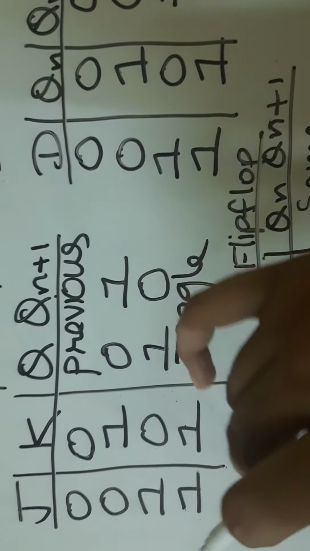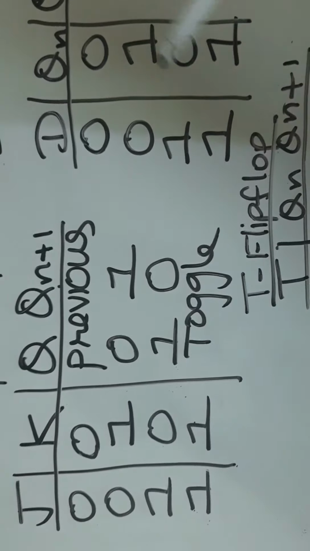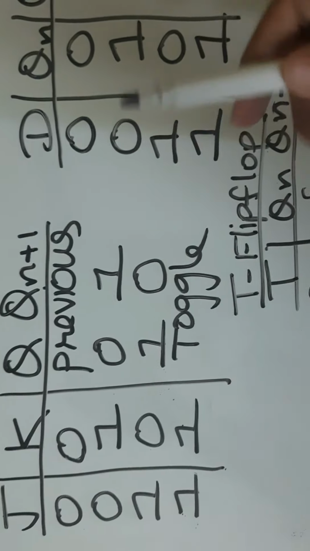For example, if my input is 0 and J and K is 1, 1, my Q of n plus 1 will be 1. And if it is 1, Q of n plus 1 will be 0.